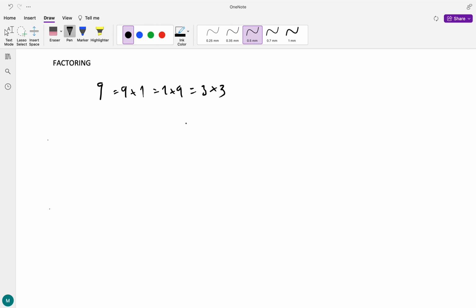Then, if you want to introduce some fractions into factoring, you can also do that and, for example, say that 9 is equal to 1/10 times 90. But for the purpose of this video, we are going to keep it simple and not introduce as many fractions as we're going to introduce numbers and variables. So let's move on to an example with a variable.